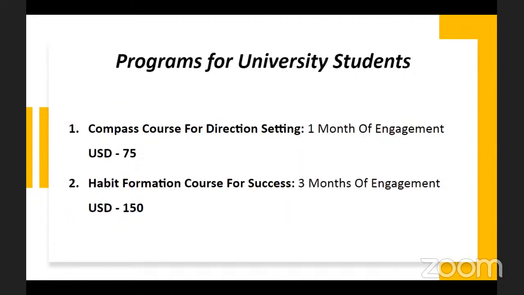Next, we have the program for university students. This is designed to identify their tracks for the future, whether they want to work and grow in their field of study or interest, or both. Our digital program will help you make informed choices that are duly evaluated, know your options clearly, and optimize your efforts to achieve your long-term and short-term goals. We provide the Compass course for direction setting, which is a 1 month engagement, and we also provide the habit formation course for success, which is a 3 month engagement.